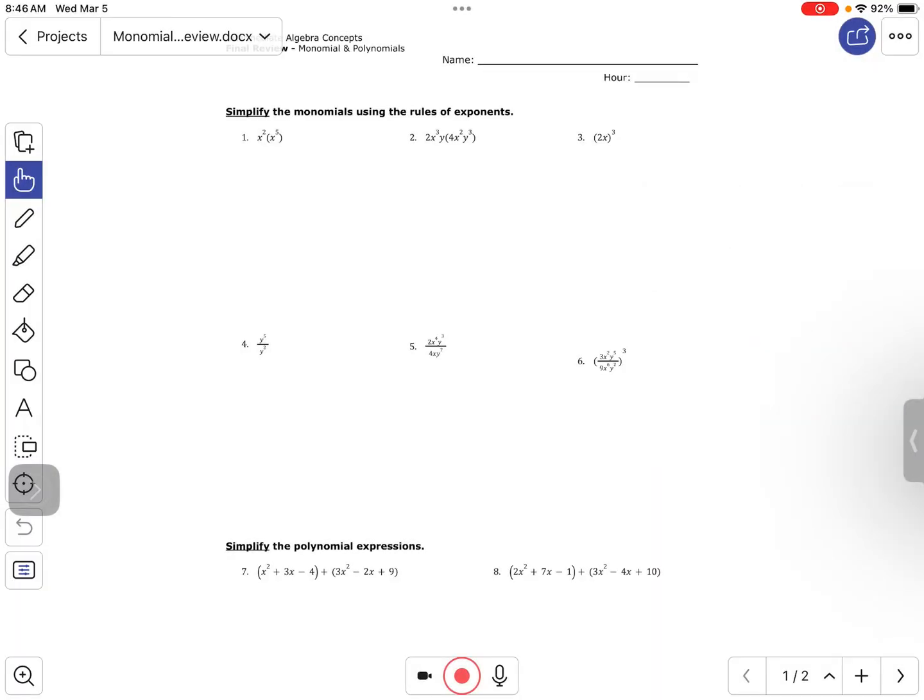Everyone, today we're going to be working on our final review of our monomial and polynomial units. So let's go ahead and start with number one.